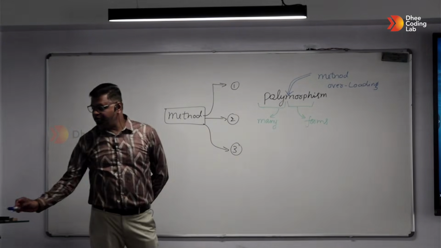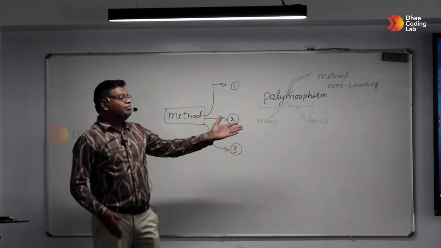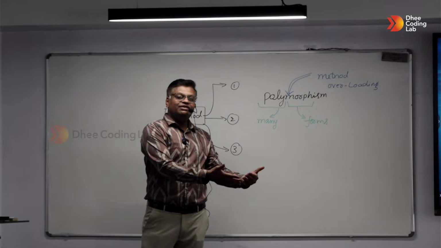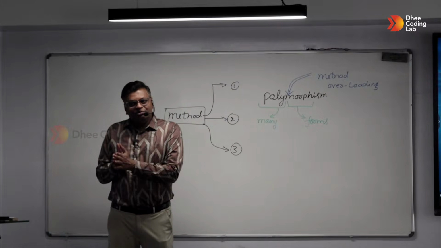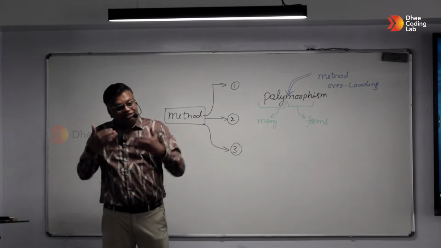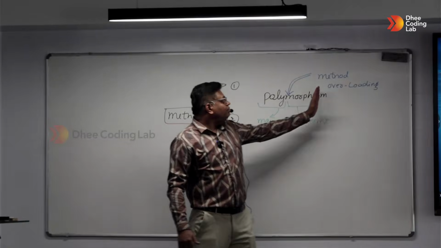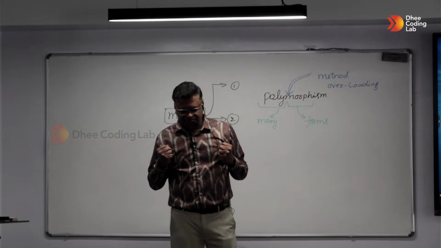Then what is the difference between method overloading and polymorphism? Method overloading is a way to achieve polymorphism. So polymorphism is a result, and the way to achieve that result is called as what? Method overloading.